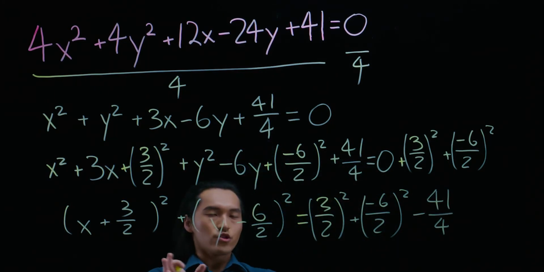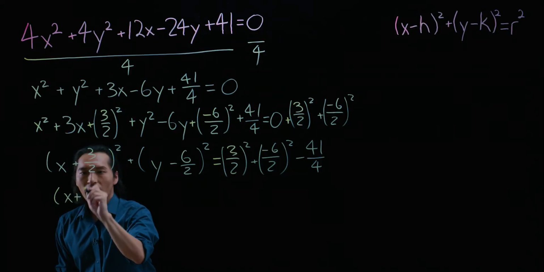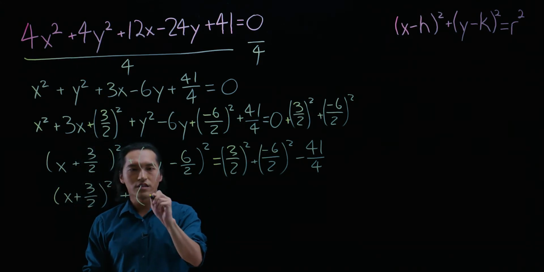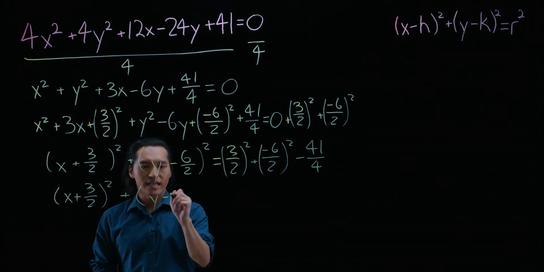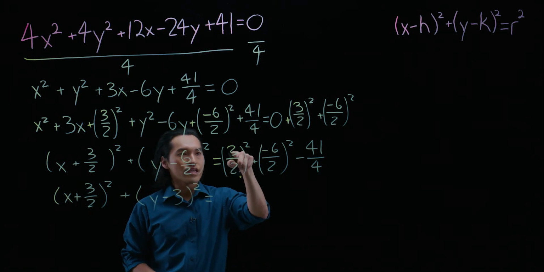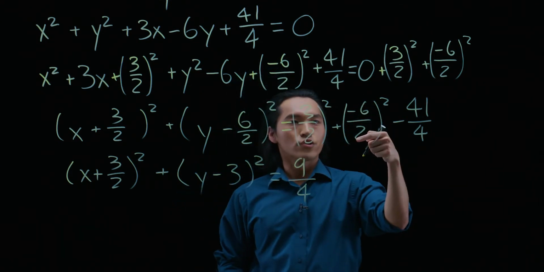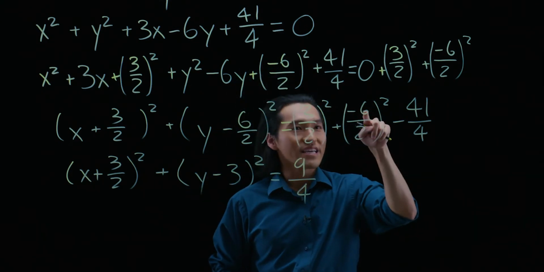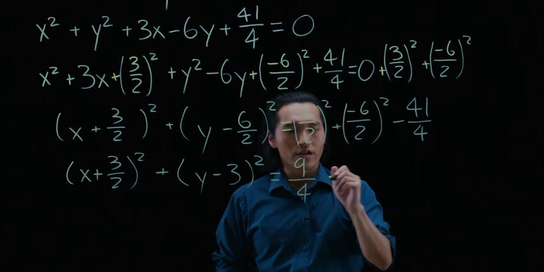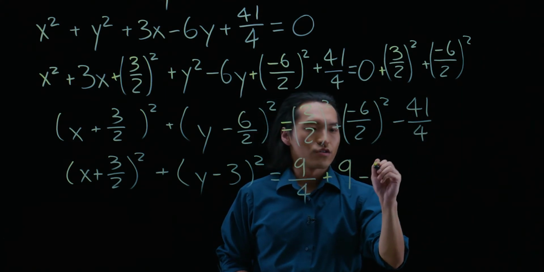And so now we can do a little bit of simplifying. This is already in the most simplified form, but the y part of it could be simplified. Like we said earlier, negative 6 over 2 is just negative 3. Over here, we can simplify this: 3 squared is 9, 2 squared is 4. Negative 6 over 2 is negative 3, and negative 3 squared is positive 9. And then this is still just 41 over 4.